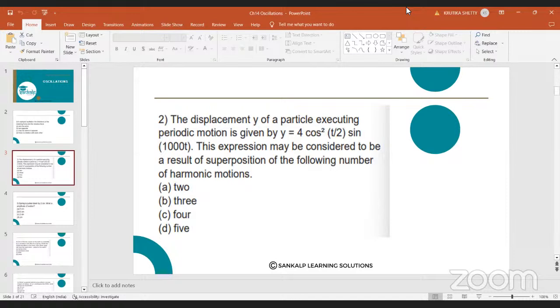Given equation, that is y is equal to 4 cos square t by 2 sin of 1000 into t.